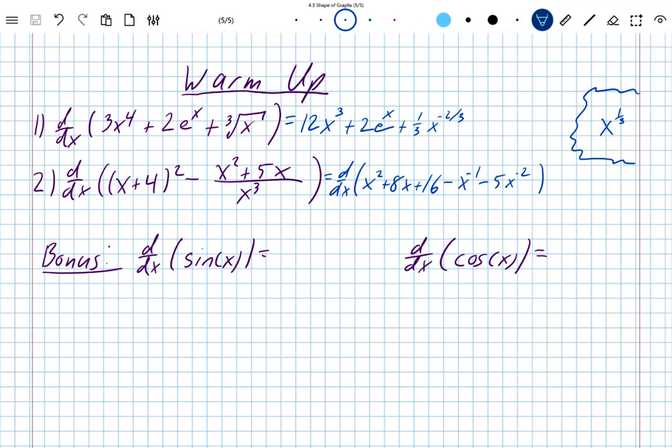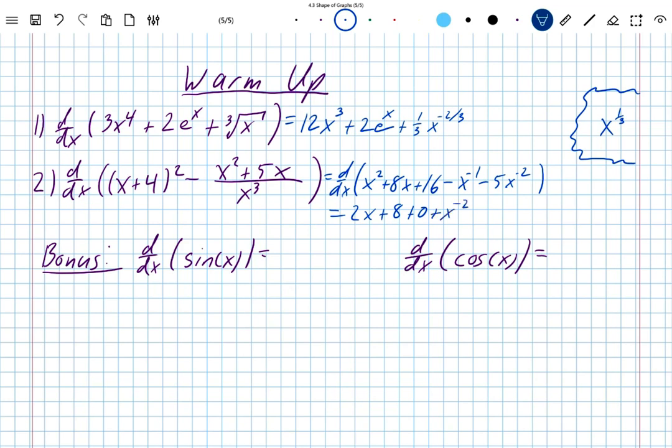So now I'm going to go term by term. I'm going to say this is 2x plus 8. Pretty fast. What happens to the 16? It just goes away. Derivative of 16 is just 0. In fact, I'll write it this time. Minus the negative 1 comes down. So negative is plus. X to the negative 2.